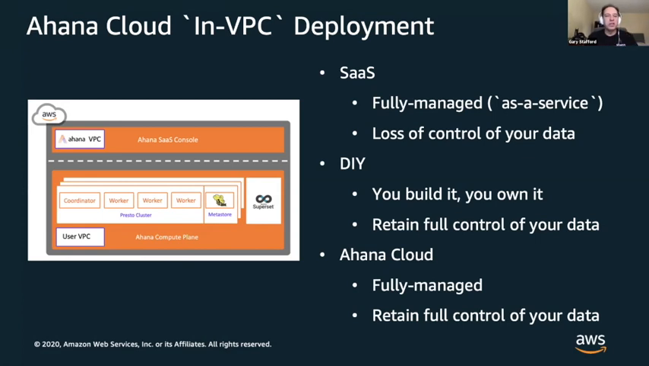The advantage is you retain full control of your data. If your data is housed within your AWS accounts, then you retain full control. The data never leaves your account. The beauty of Ahana Cloud is they combine the best features of both SaaS and do-it-yourself. So with Ahana Cloud, you get a fully managed service that's deployed to your account. Everything is within your account, which means you retain control of your data. And Dipti will get a little deeper into this.